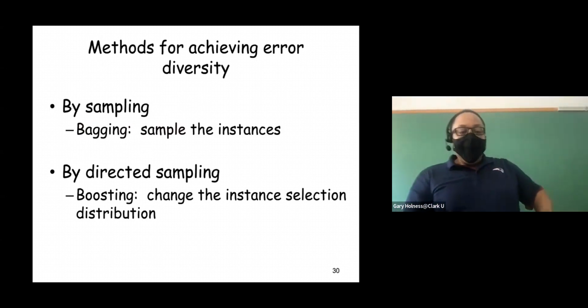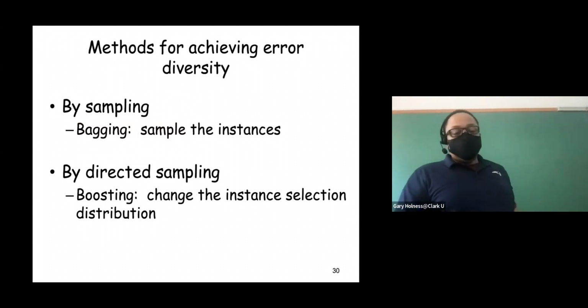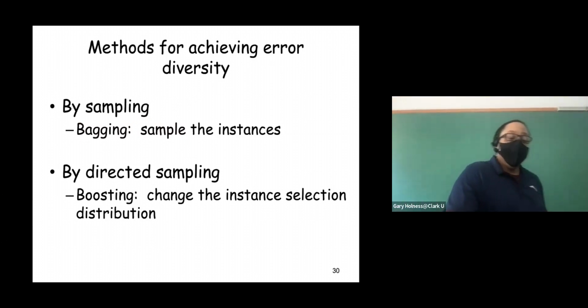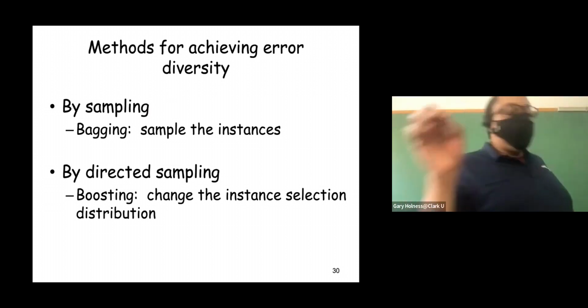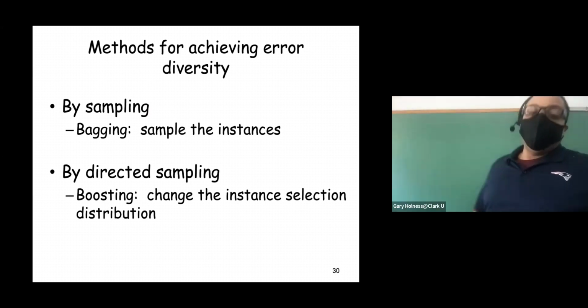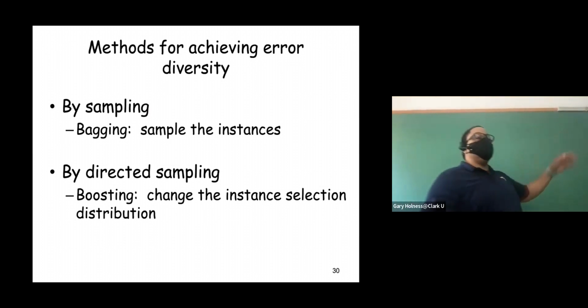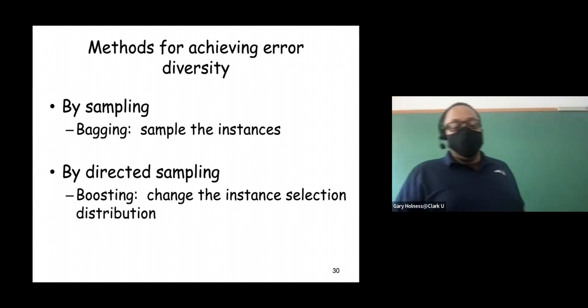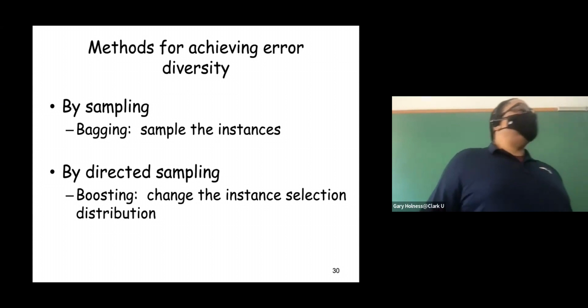So there are two methods, and we'll end with this. You can do it by sampling or by direction, by biased sampling. The most popular method for doing this by sampling is called bagging, and the most popular method for doing it by biased or directed sampling, achieving this so-called error diversity, is something called boosting or AdaBoost.